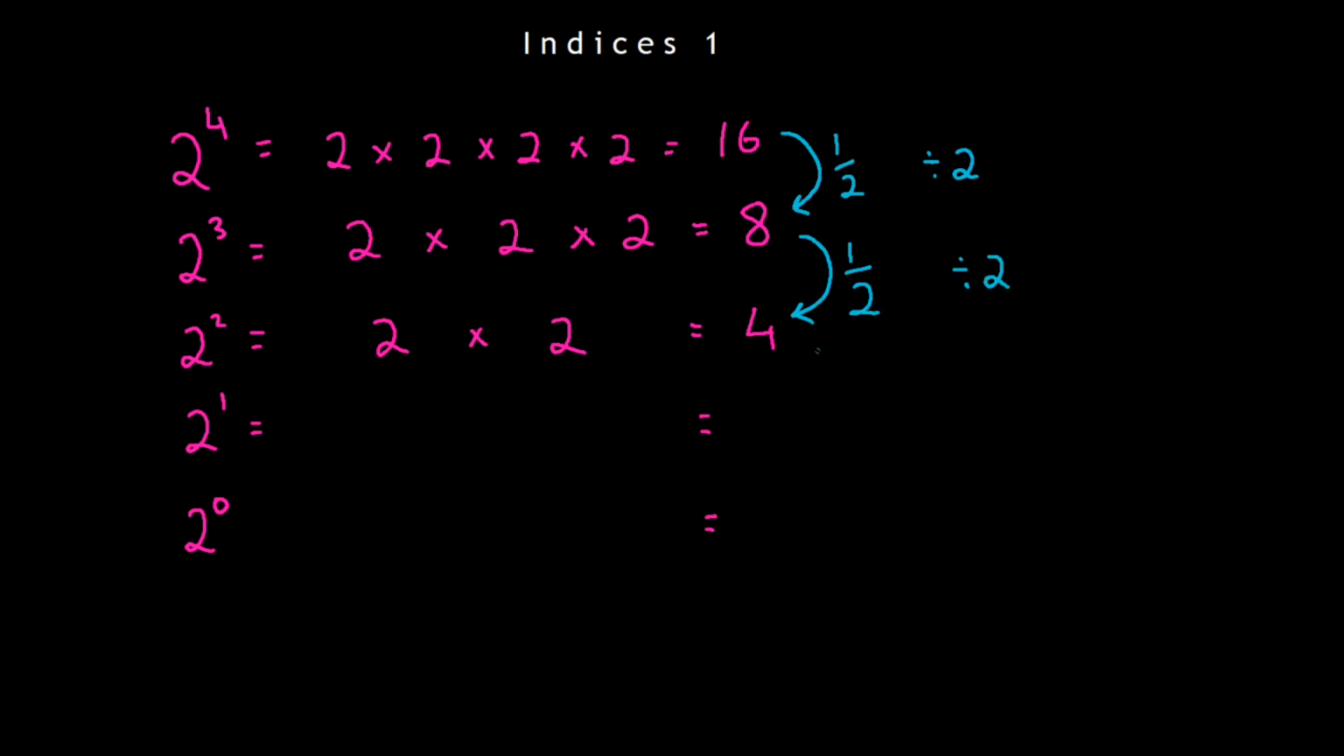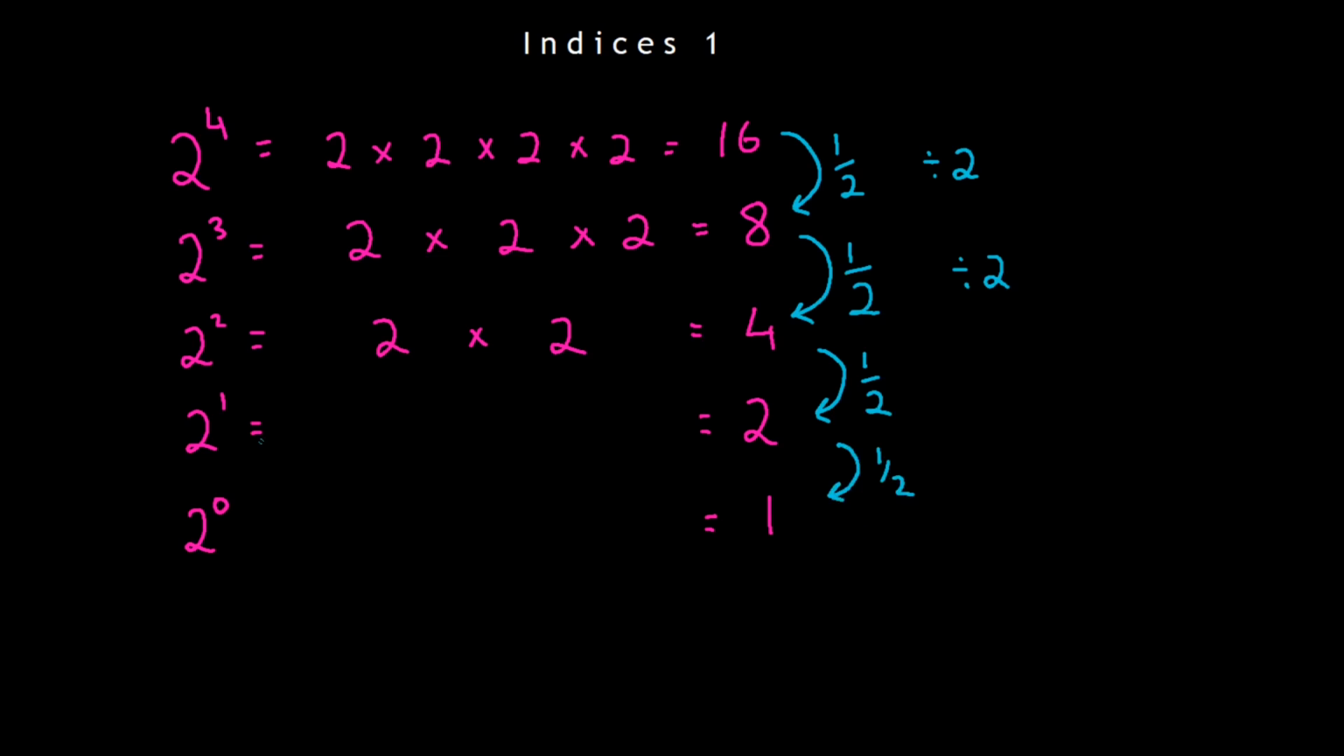So we can use this rule to figure out what this number here is. So half it, and half of 4 is 2. And so half of 2 is 1. So straight away we've figured out what 2 to the power of 0 is. And that's all it is really in math. It's just about spotting patterns.